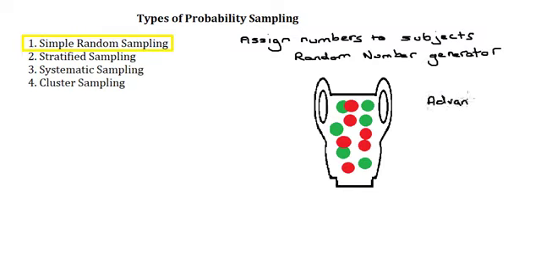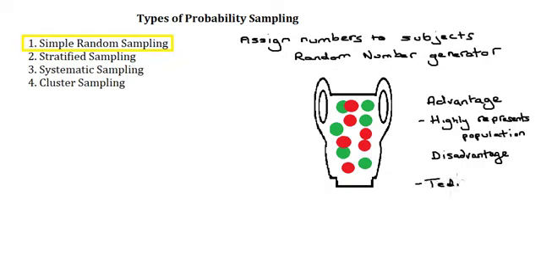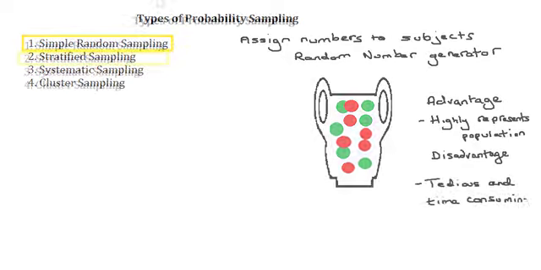A major advantage is that simple random sampling creates samples that are highly representative of the population. A big disadvantage, though, is they're tedious and time consuming, especially when you're creating larger samples.